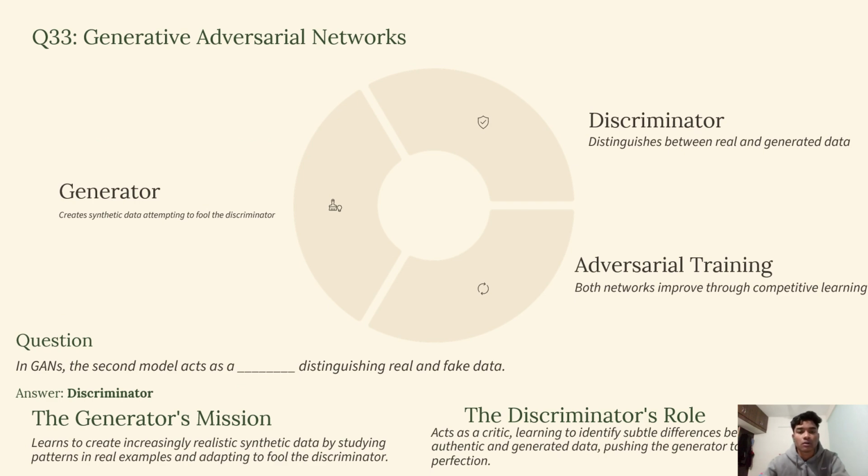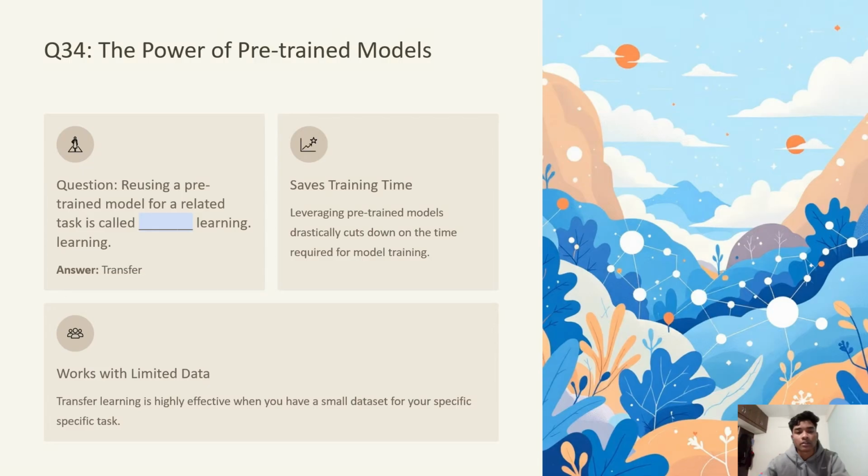Question number 34. Transfer learning. Reusing a pre-trained model for a new task is called transfer learning. It saves time, reduces training cost, and works especially well when we have a small data set.